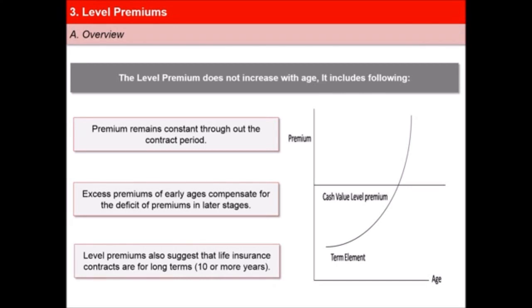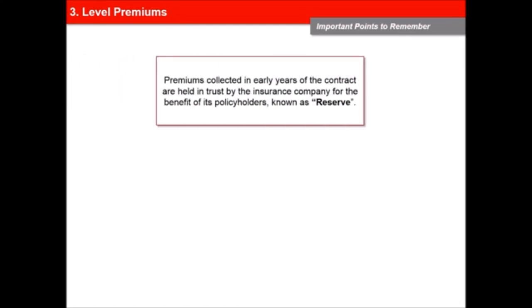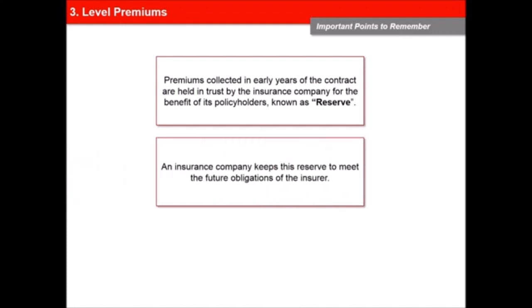Level premiums also suggest that life insurance contracts are for long terms, 10 years or more. Here are some important terms to remember. Reserve. The premiums collected in early years of the contract are held in trust by the insurance company for the benefit of its policyholders, and are called reserves. An insurance company keeps this reserve to meet the future obligations of the insurer.